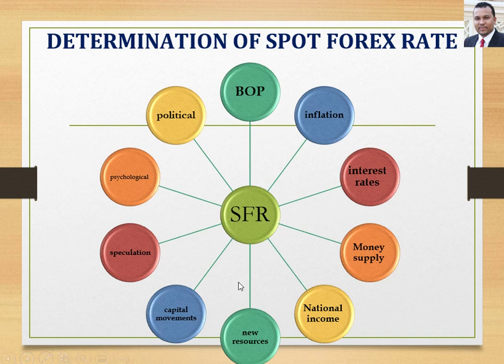Capital movement. There are two categories of capital. Number one, short-term capital, mainly, as we explained in the last points, hot money. Hot money moves from one market to another due to the interest rate. A higher interest rate attracts hot money.